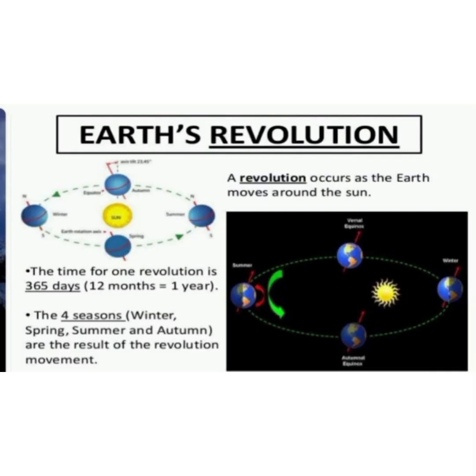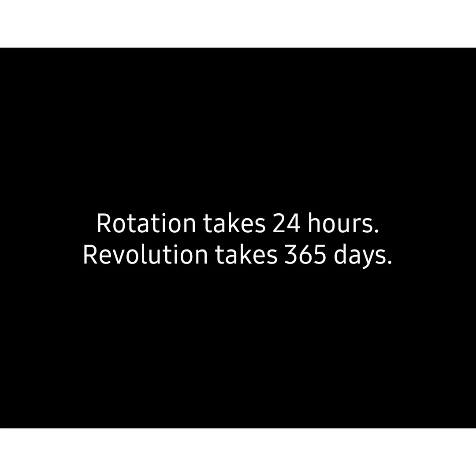Now let's see revolution. The second motion of the earth around the sun in its orbit is called revolution. It takes 365 and a half days, that is 1 year, to revolve around the sun. So rotation takes just 24 hours to revolve around its own axis, while revolution takes 365 and a half days, that is 1 year, to revolve around the sun.